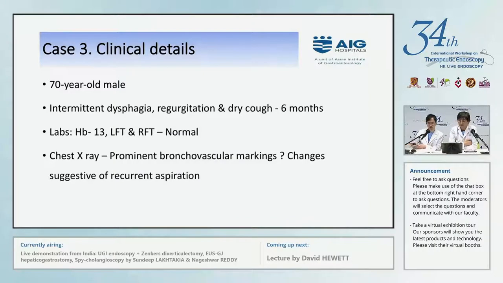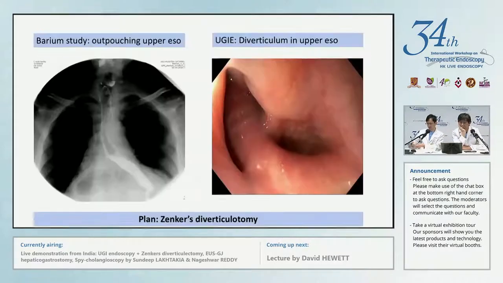Third case is a 70-year-old male with intermittent dysphagia, regurgitation, and dry cough since 6 months. Labs were essentially normal. Chest X-ray showed prominent bronchovascular markings, changes suggestive of recurrent aspiration. A barium study showed outpouching in the upper esophagus, a very atypical type. Upper GI endoscopy shows a diverticulum in the upper esophagus. Plan is to perform Zenker's diverticulectomy.